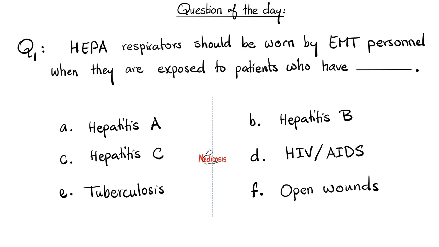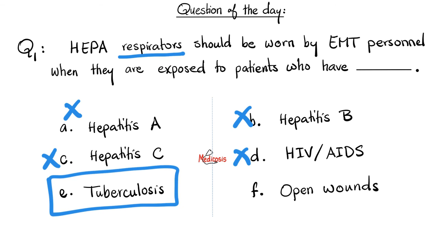Well, the reason why I'm gonna wear a respirator is to decrease my exposure to a communicable disease that transmits by aerosols, by droplets. Hepatitis A is not transmitted by droplets, neither is hepatitis B. Hepatitis C, impossible. HIV/AIDS, impossible. Tuberculosis, absolutely. Open wounds, extremely unlikely. So the correct answer is TB.